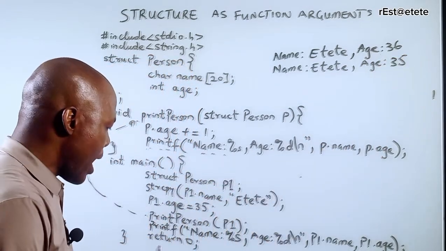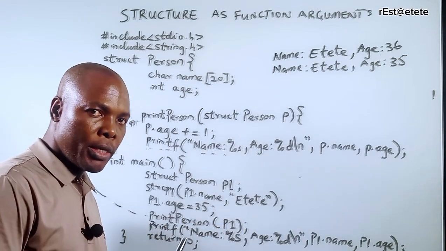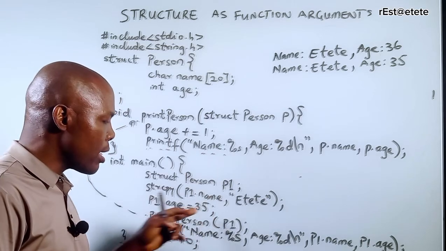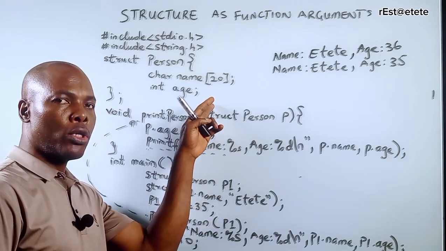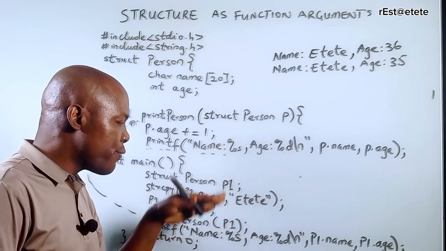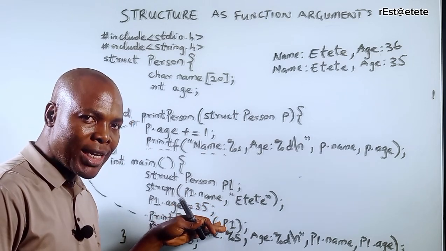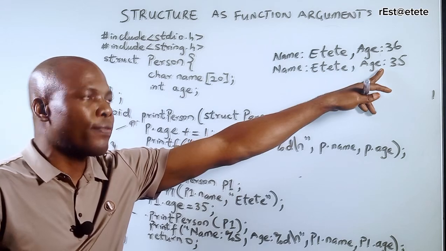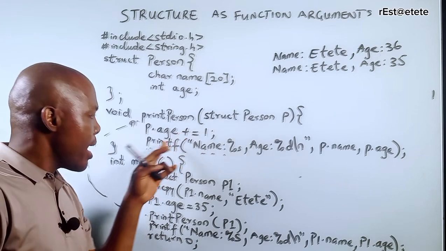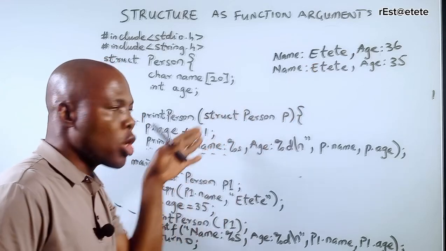Why? Because as at the time you are giving this P1 to this print function, it is a copy. That is call by value. It is a copy of this structure that will be given to this function. So whatever alteration this function does or performs, it doesn't affect the original copy. So this original copy in this address is still carrying age as 35, whereas the function has altered the age inside itself and is bringing it out as what? 36. So this is called by value.